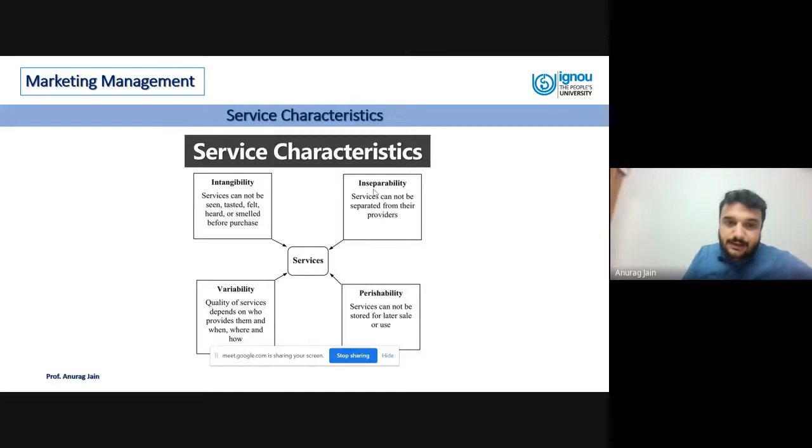The third important characteristic is variability. And what is variability?